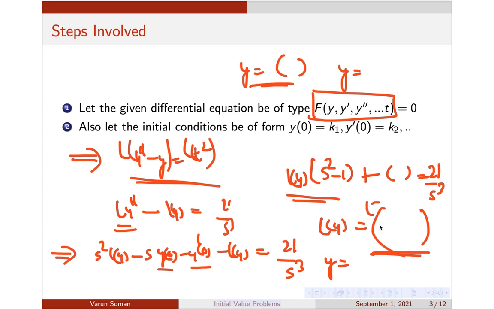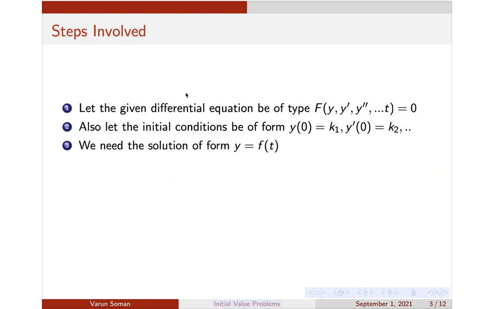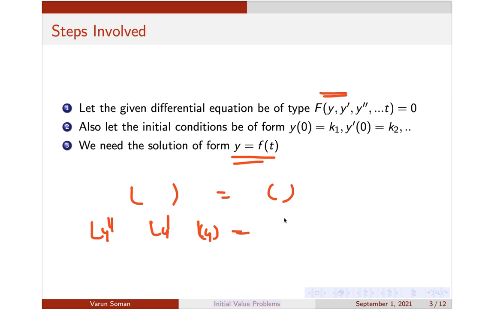Let me run through it once again. Suppose you have a differential equation of this form. You need a solution of the form y is equal to some function of t. So I will take the equation and apply Laplace transform on both sides. It will have some terms involving L of y double dash, L of y dash, L of y, and some terms involving s. Then I will apply the differentiation formulas and convert all this L of y double dash, L of y dash, etc. into L of y itself, using the differentiation formulas plus the initial conditions.